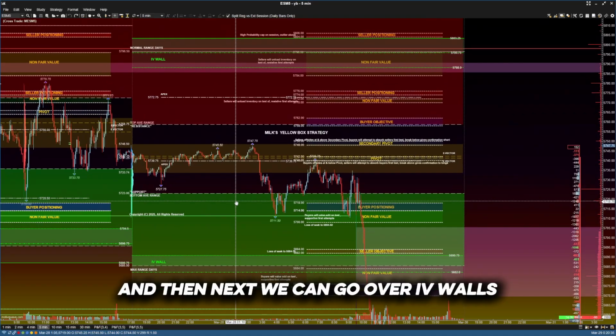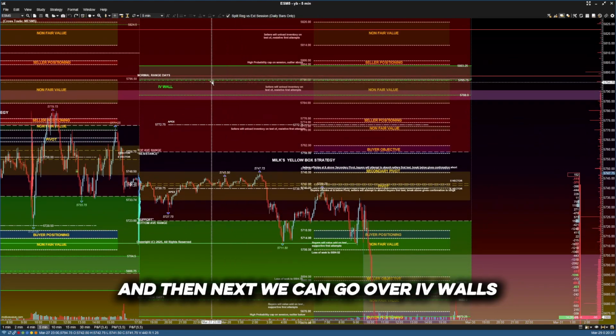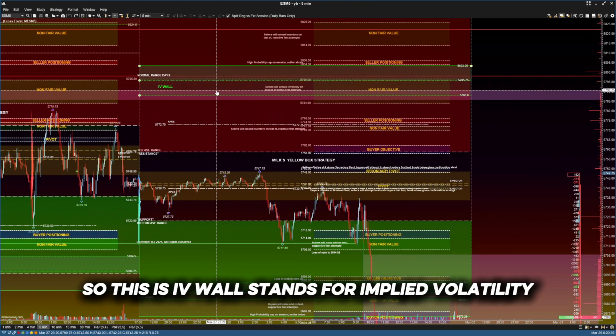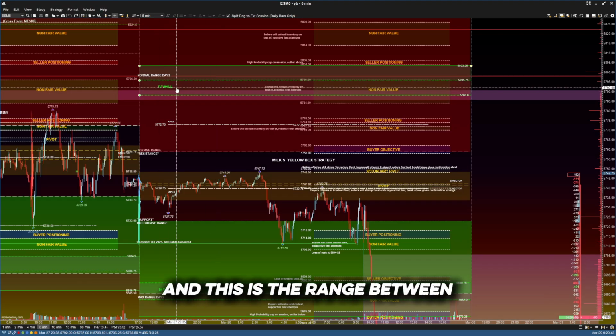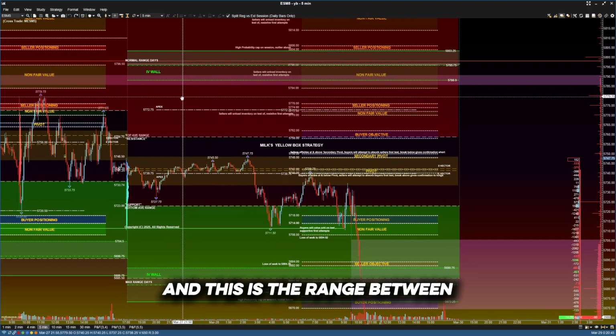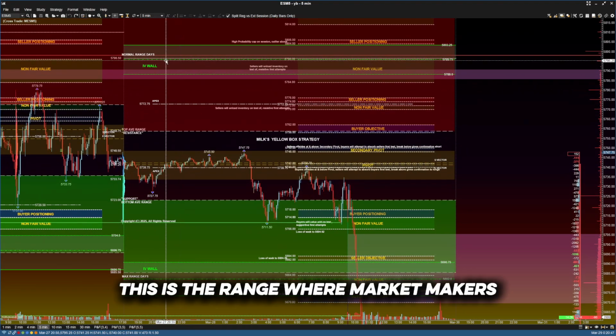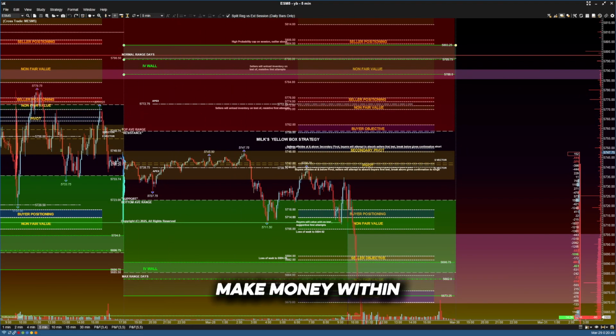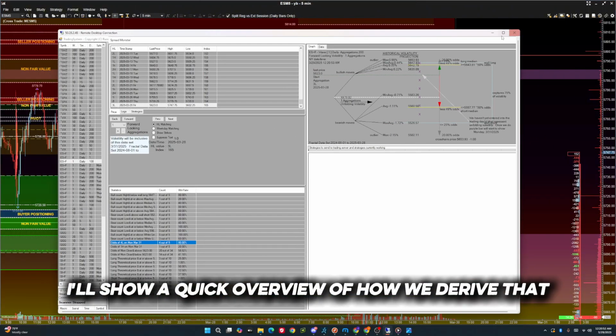And then next we can go over IV walls. So IV wall stands for implied volatility, and this is the range where market makers make money within. And I'll show a quick overview of how we derive that.